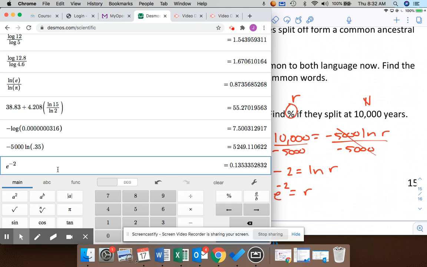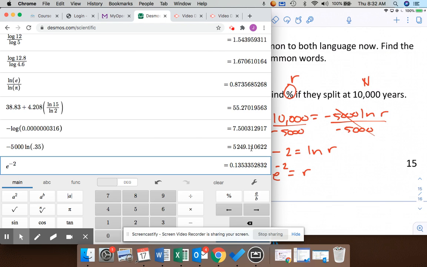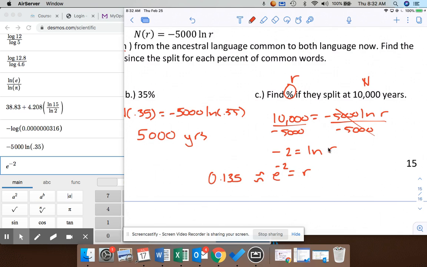0.135. Oh, right, 0.135, sorry. I even got caught up. As a percent, we're looking at 13.5% in common. Not a lot after 10,000 years.